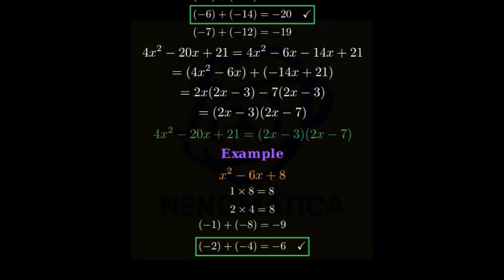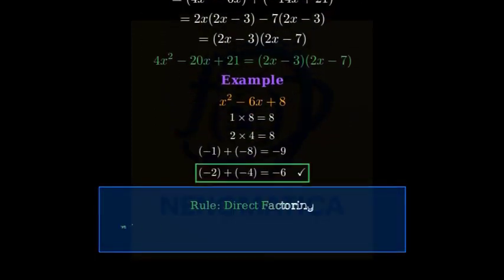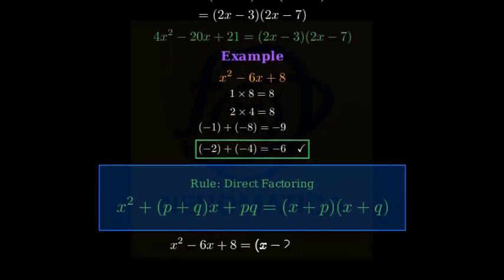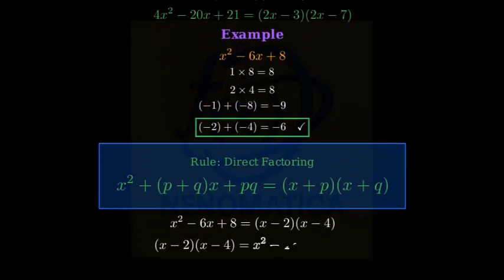These are our factors. Instead of going through all the factoring steps again, we can directly write the factored form as x minus 2 times x minus 4. Let's verify this by multiplying the factors.